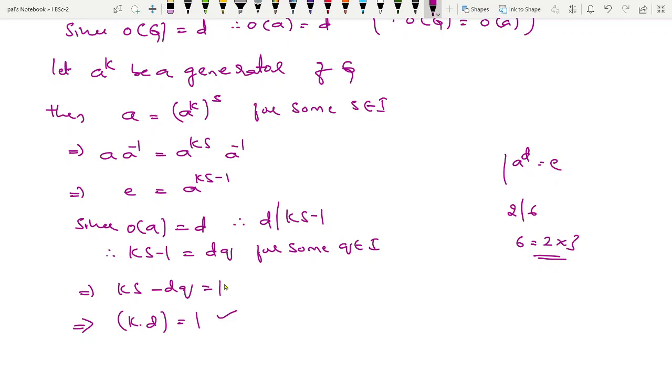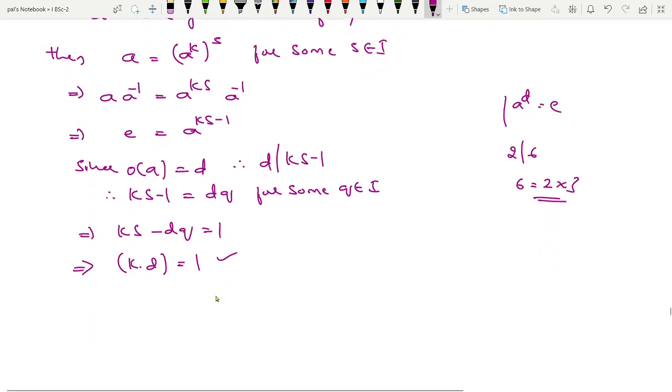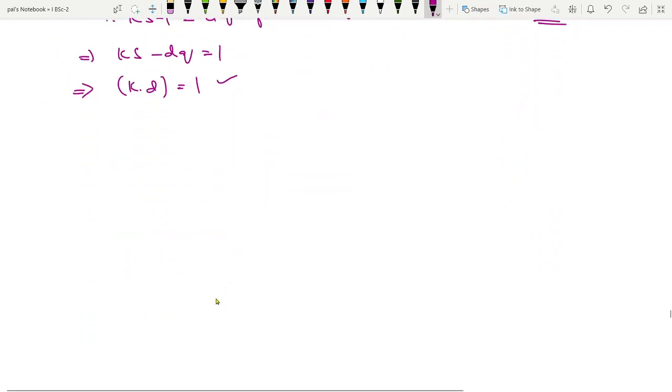Okay, since it is if and only if, we have to prove the converse part also. So you take the converse. What does the converse part say? If k and d are relatively prime, we have to show that a to the power of k is also the generator.